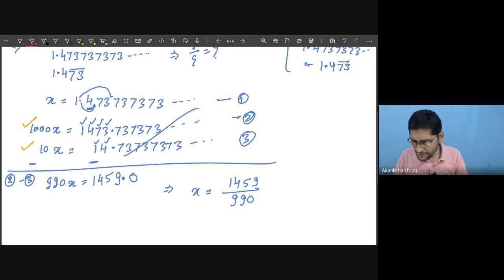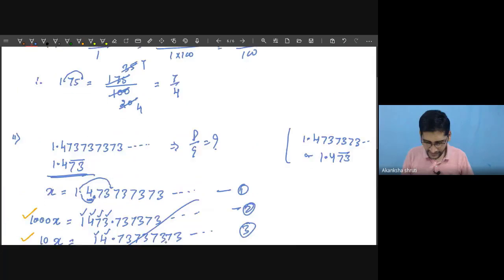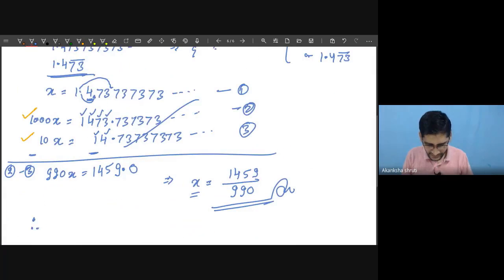So it's a simple kind of thing. If there is anything common, then you have to cancel it. Here we are getting nothing common, not divisible by 2 or 3, or some simple number. So you can leave it. This is the required answer. This way, what is this x basically? X was this one. So therefore, in place of x, we can write 1.473 bar is 1459 divided by 990. Okay, students?